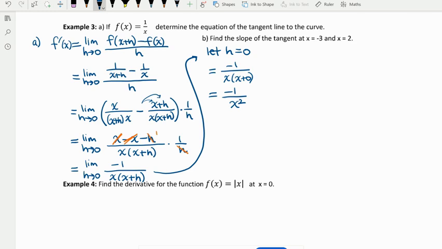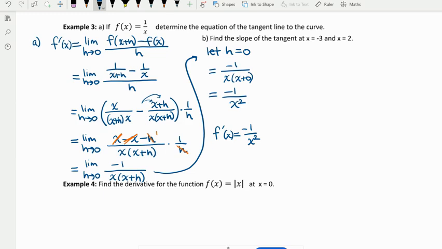So that's your general formula. The derivative for my function 1 over x is equal to negative 1 over x squared.